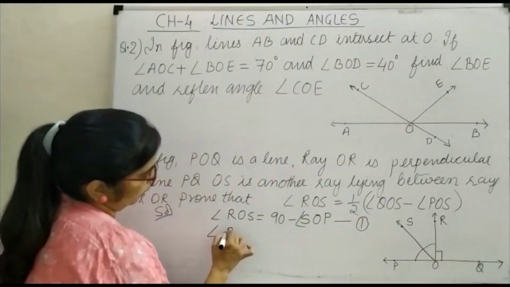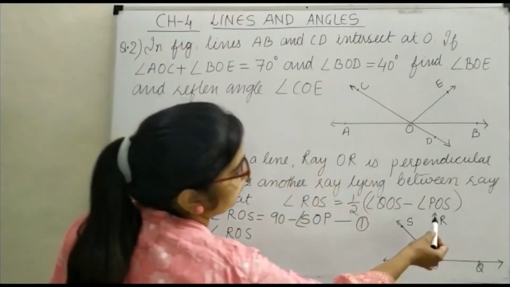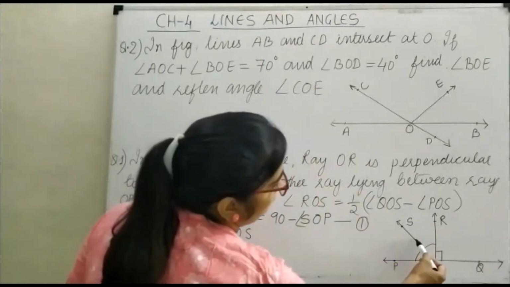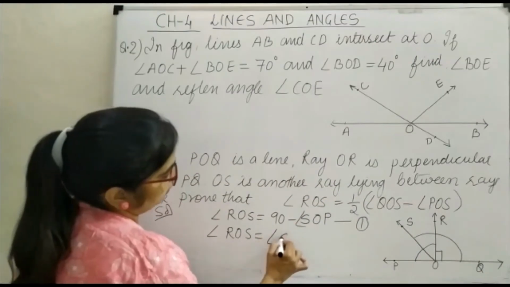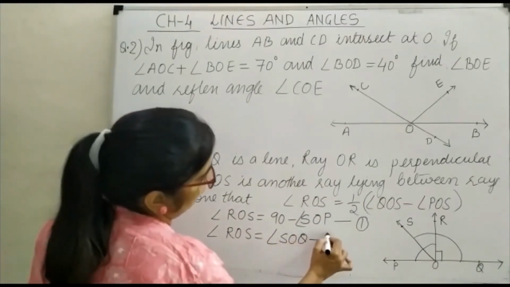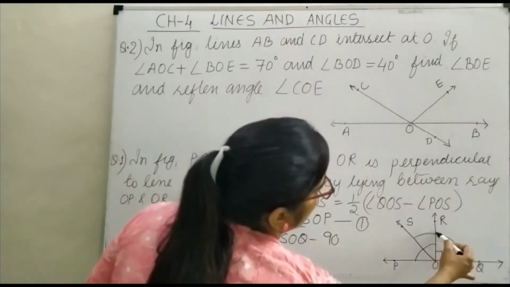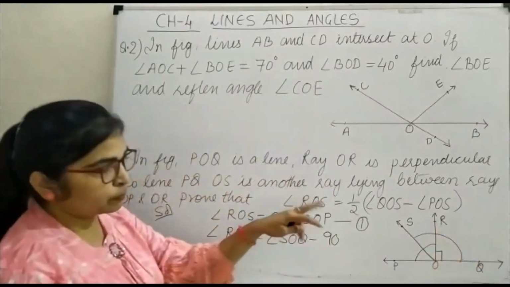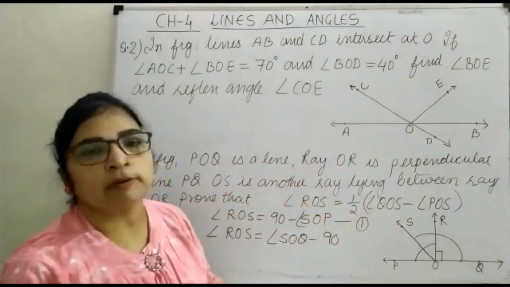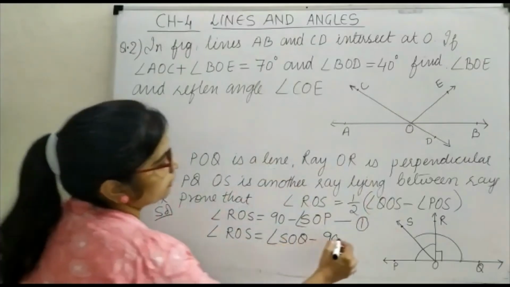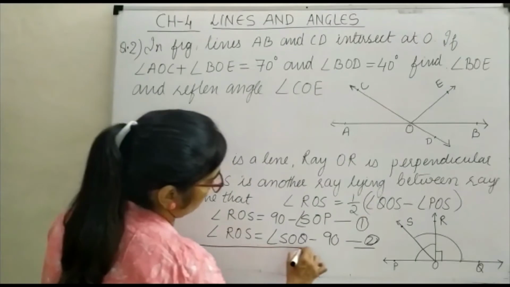Again you find out ROS from right hand side. अब देखिए आपका जो ROS है that will be ये पूरा SOQ minus 90 degree. जब आप SOQ में से 90 डिग्री सबट्रैक्ट कर देंगे तो वापस आपको ROS मिल जाएगा. मतलब ROS हमने लेफ्ट हैंड साइड से भी निकाला है और राइट हैंड साइड से भी निकाला. Give this as equation number 2. Now just add these two equations.